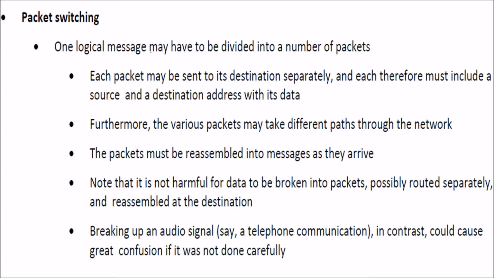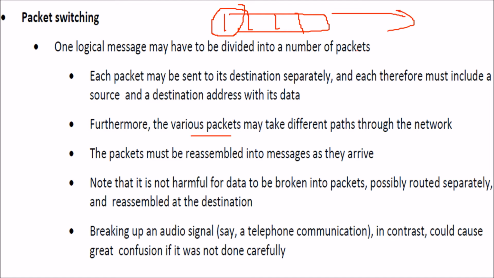Then we have packet switching. Now a message can be divided into different packets. This is logical. Each packet can be sent to its destination separately, and they have their source and destination address with their data. Various packets may take any path, any network. And when they reach the destination, they have to be reassembled.